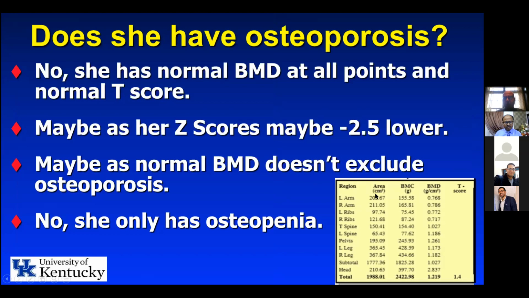Depending on this, and I have the DEXA scan result here again for you. The first choice is no, she doesn't, because she has normal BMD at all points and normal T-scores. Second option, maybe, as her Z-scores may be less than 2.5. The third option is maybe she has osteoporosis, as normal BMD doesn't exclude osteoporosis. And the last option is no, she only has osteopenia.